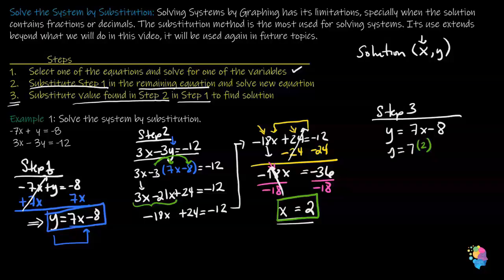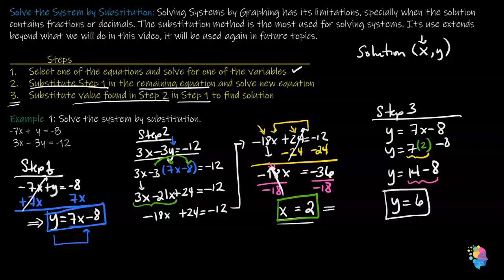Y equals 7 times 2 minus 8. We multiply 7 times 2. That's going to give us 14. So y equals 14 minus 8. And one last step, we're going to subtract this 14 minus 8, and we find that the value for y is going to be 6. So now that I have the x value and the y value, I have my solution. X is first, so this will be 2 and 6.